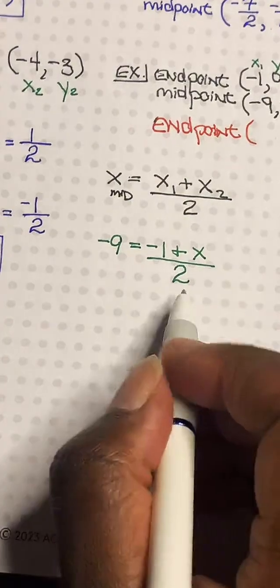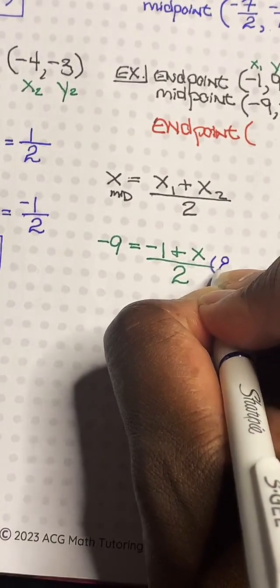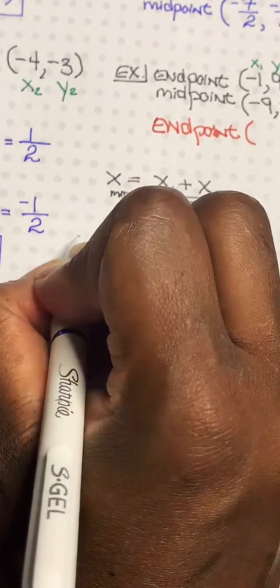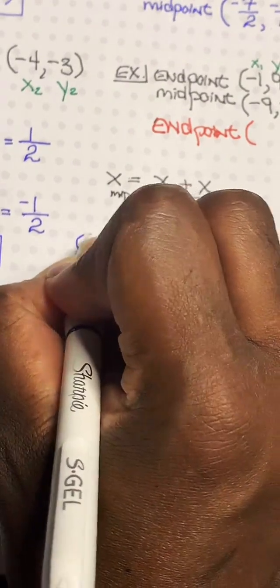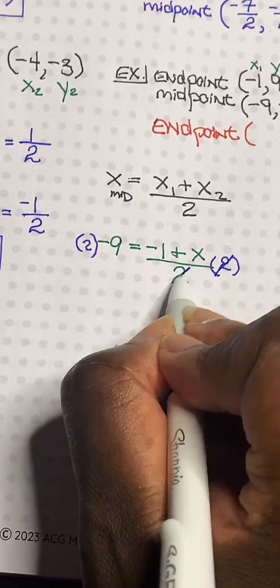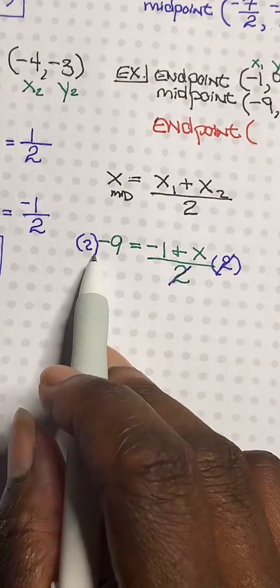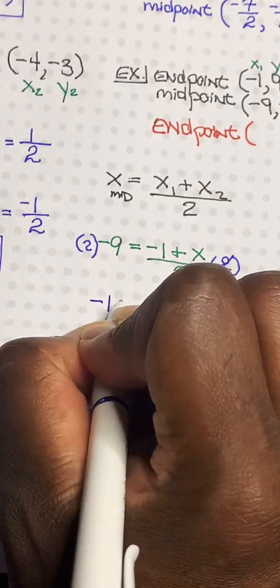But that's what we're doing. We're actually going to multiply both sides by 2. The reason why we're doing that is because 2 divided by 2 is going to give me my 1. Now I can get it out of that fraction. Okay? So now I have 2 times -9. That gives me -18.